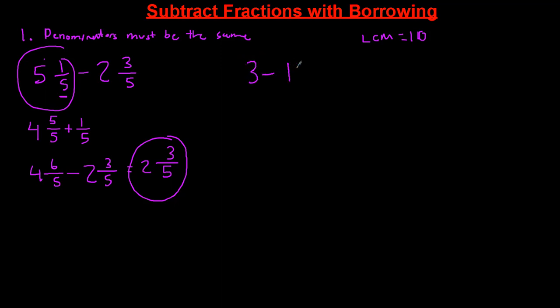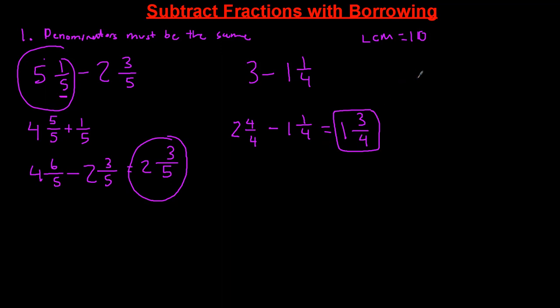3 minus 1 and 1/4. Alright, so we can't really do anything here, as you'll see, but let's give this a fraction. So our denominator is going to be 4. So 2 and 4/4 is going to be equivalent to 3. Now we could go ahead and take the other part. 2 minus 1 is 1. 4 minus 1 is 3. And then the denominator is of course the same. It's going to be 4. So our final answer is going to be 1 and 3/4.